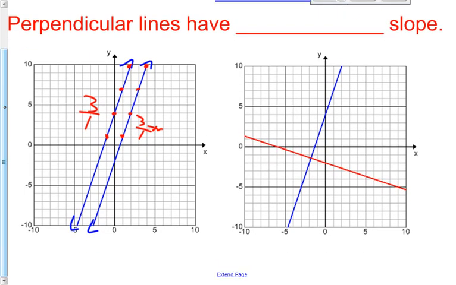Perpendicular lines have negative reciprocal, let me make sure I know how to spell that, reciprocal. They have opposite reciprocal slopes. So just a reminder what a perpendicular line is. A perpendicular line, they cross once and only once, but it's a special crossing. It is a 90-degree right angle crossing.